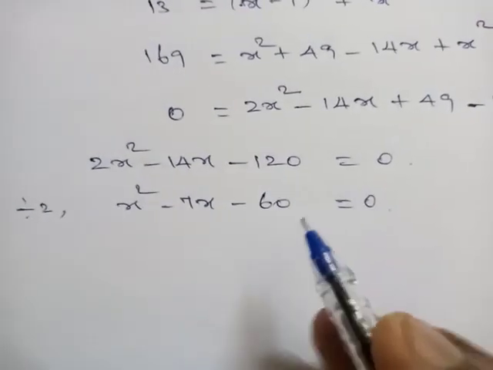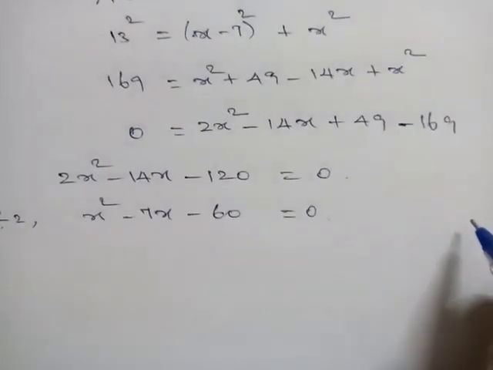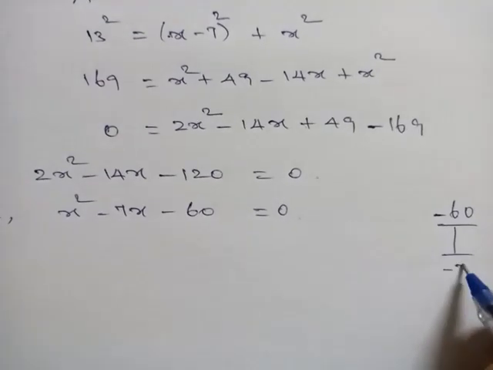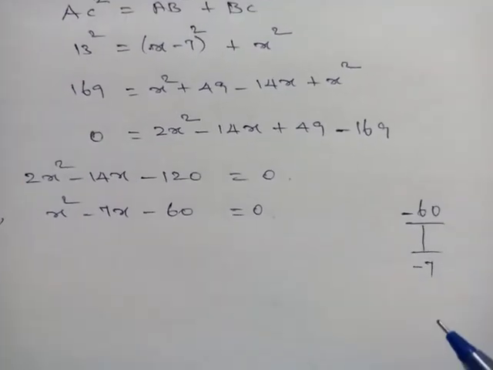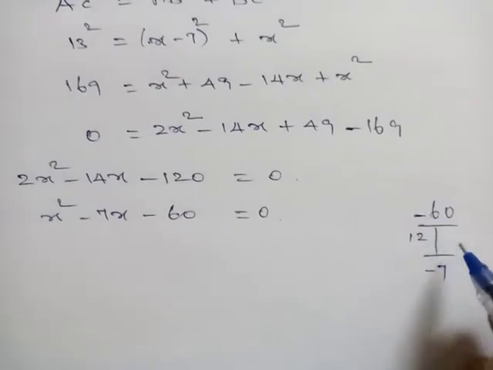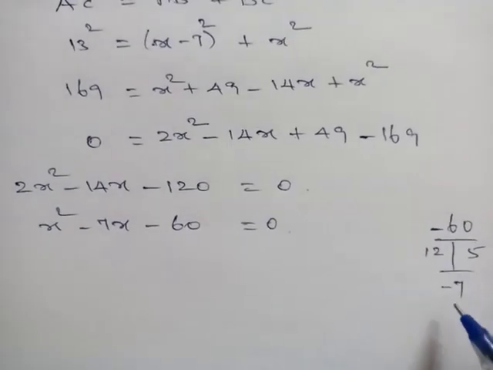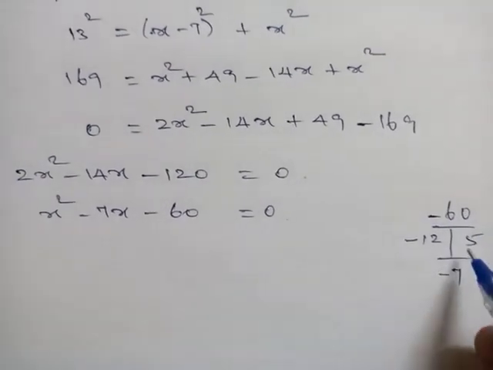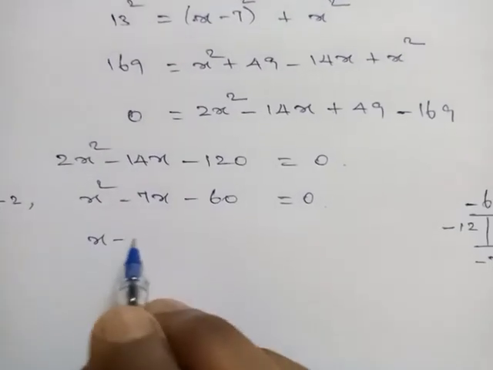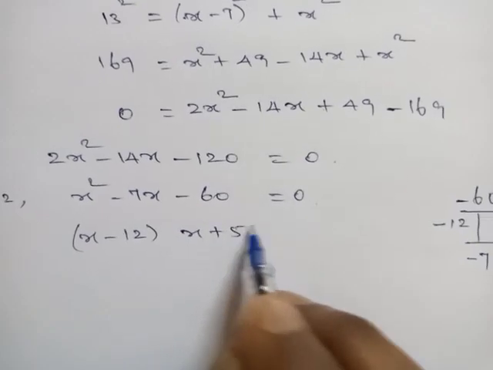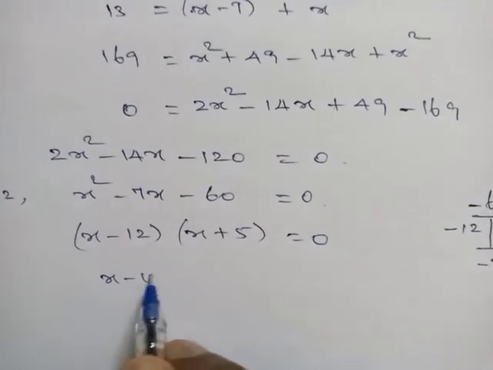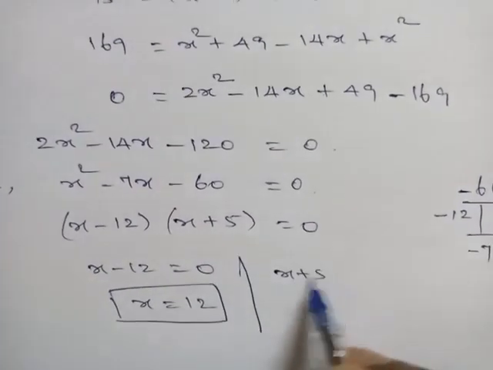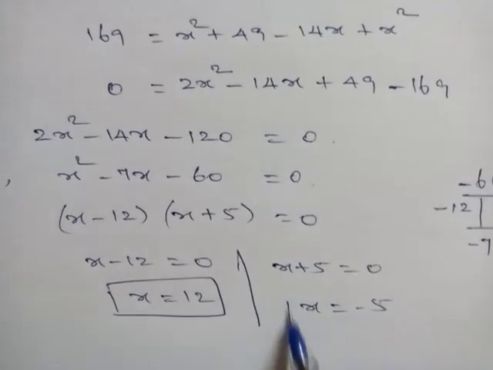So which method can we use? First try the factorization method. Minus 60 we need, and here minus 7 we need. What are the values? The two numbers: 12 fives are 60. We need minus 7, that's why I'm giving minus here. So minus 12 plus 5: if you multiply, minus 60; if you add, minus 7. So x minus 12, x plus 5 is equal to 0. So x minus 12 is equal to 0, so x is equal to 12. This is one answer. Another one, x plus 5 is equal to 0, x is equal to minus 5.